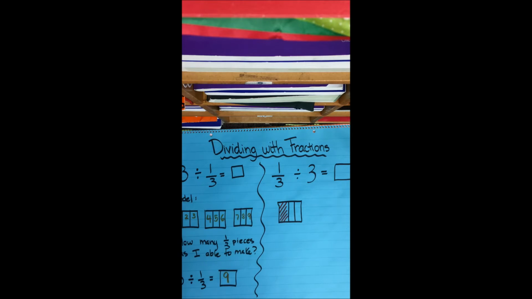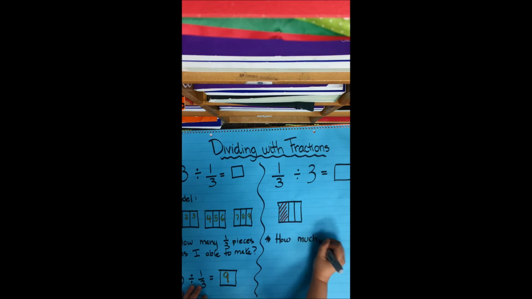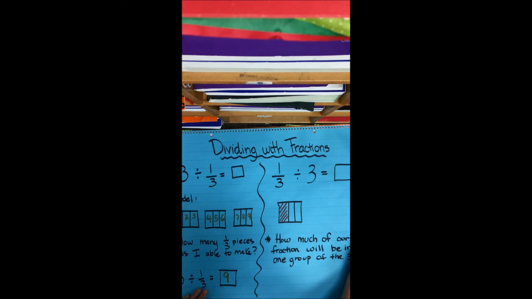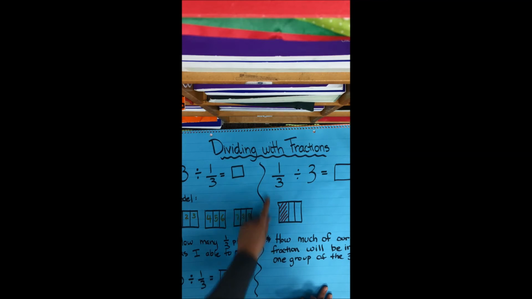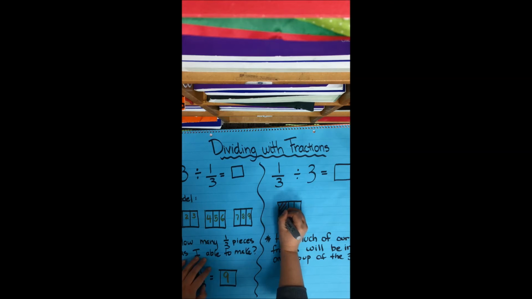And then our question will be, how much of our fraction will be in one group of the 3? Okay. All right, so here we have our fraction. We want to know how many in one of those groups. So let's go ahead and divide it into 3. I'm going to do a dotted line to represent that division.